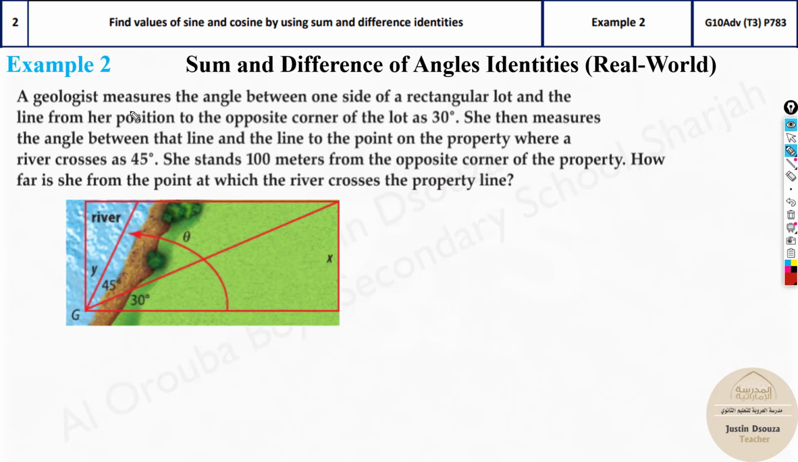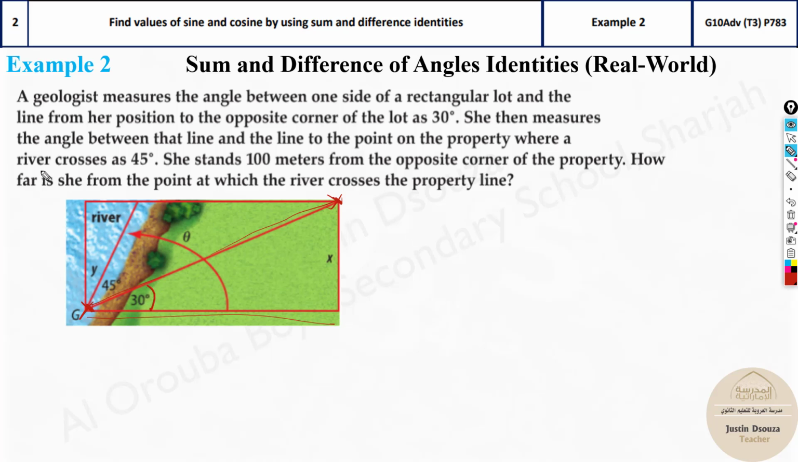A geologist measures the angle between one side of the rectangular lot and the line from her position to the opposite corner of the lot as 30 degrees. We can consider this as one side of the rectangular plot. Her position G, the geologist, is over here, and this is the opposite corner. This angle is given as 30.